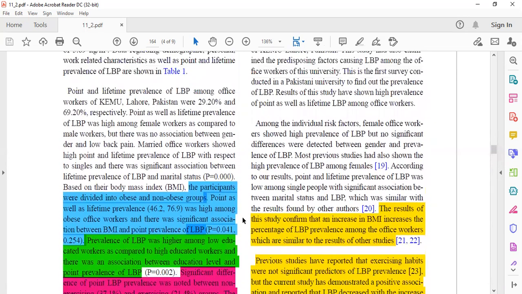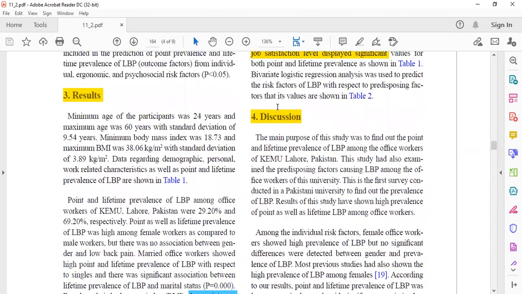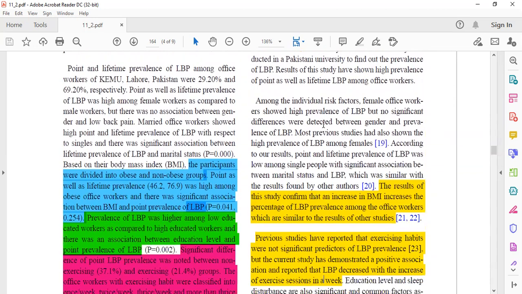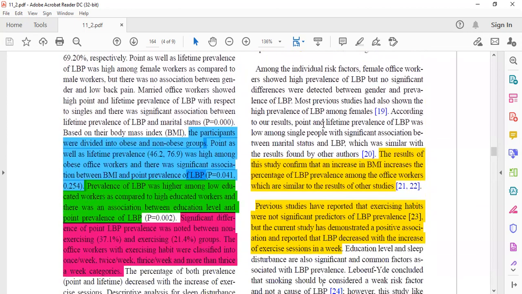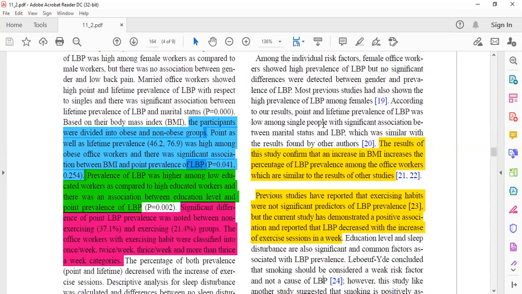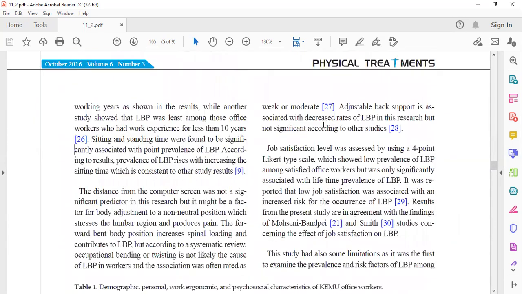After that, in this portion we will discuss it with the previous literature: what were the findings of other people, what was the need of this research, what was done by others and what I have done, and what is the comparison of my study with the studies of other scientists who have conducted studies about this topic earlier.